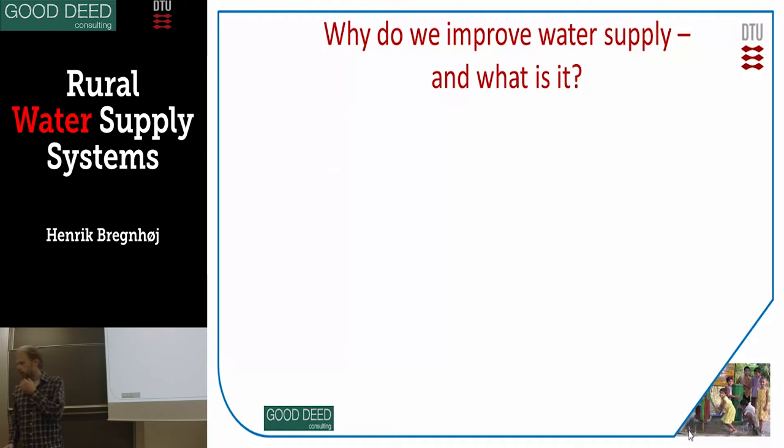So first, we can ask, why is it actually we want to improve the water supply? And what kind of improvements do we have? Do you have any ideas why? What are the reasons? We have talked about it last week, but what are the reasons we want to improve the water supply? Yeah? Improve health, yes. Could be too little water to sustain the crops. Yeah, to have water for our agriculture, yeah.